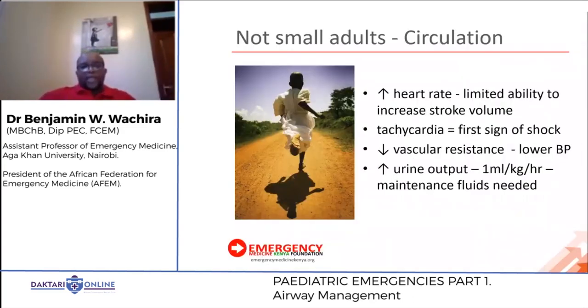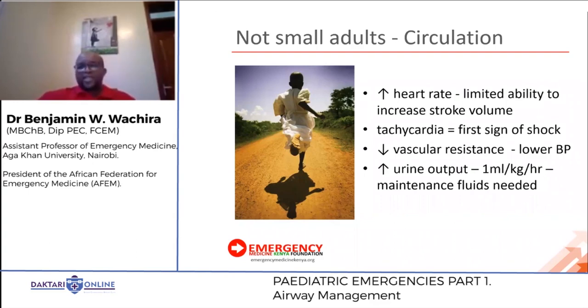So in terms of circulation, we've done airway, we've done breathing, now we're at circulation. Kids have a higher heart rate. A lot of this is because they have limited ability to increase their stroke volume. So most of the BP is managed by their heart rate. When a child starts to become hypotensive, their heart rate is the first thing that will quickly pick up. And so tachycardia is the first sign of shock.